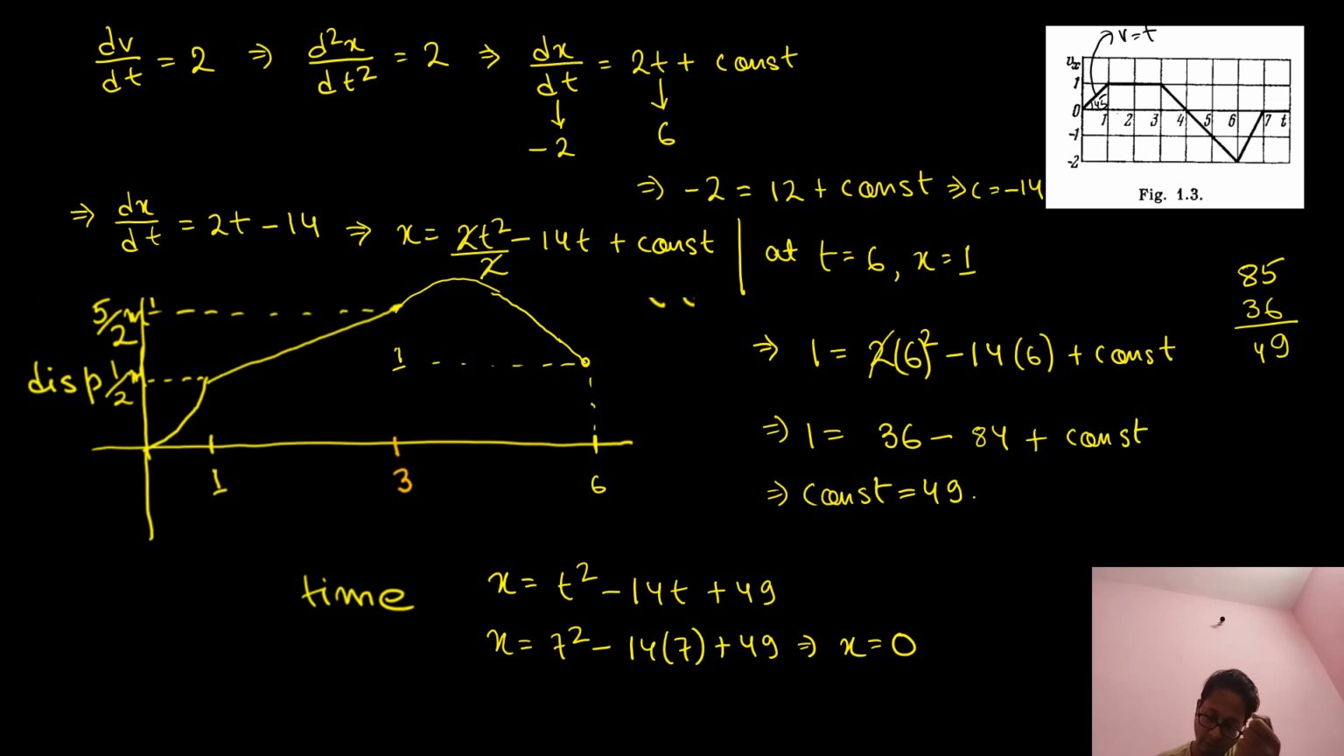So out here the equation will become somewhat like this. From 6 to 7, it would be an upward parabola because the coefficient is positive, and the graph would look somewhat like this. So at t equals 7, x is equal to 0. All of you understood this one?